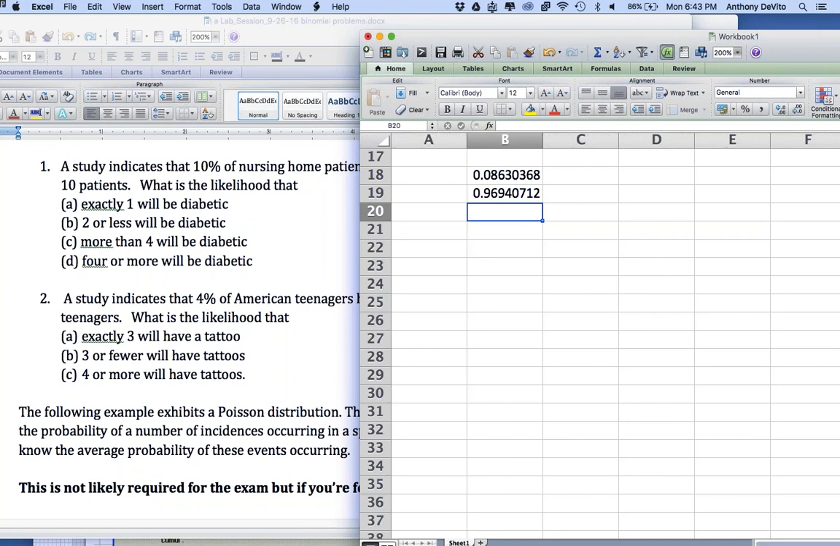Okay, last one. 4 or more will have tattoos. I'm going to save myself a step here. I just calculated the probability of 3 or fewer, so 4 or more is just going to be equal to 1 minus 3 or fewer. Oops, I messed that up. Escape again, equals 1 minus 0.96. Okay, about 3%. I could have done it the other way, yes.